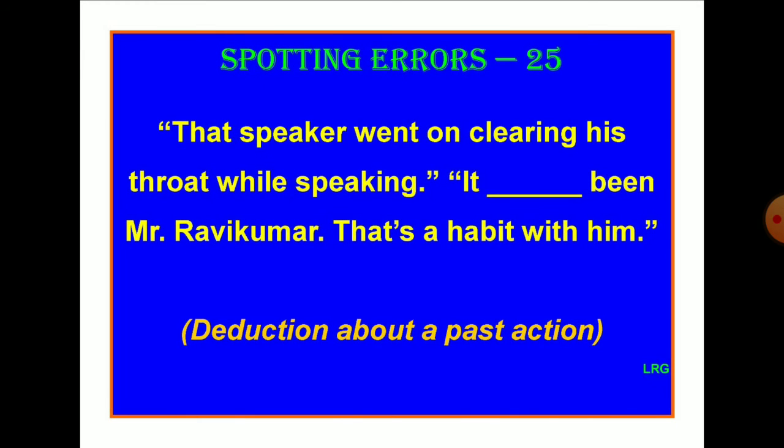Next sentence. That speaker went on clearing his throat while speaking. It ... being Mr. Ravi Kumar. That's a habit with him. So you have to express deduction about a past action. For that we use must have with the past participle. The speaker went on clearing his throat while speaking. It must have been Mr. Ravi Kumar. That's a habit with him. So must have been is the correct form.